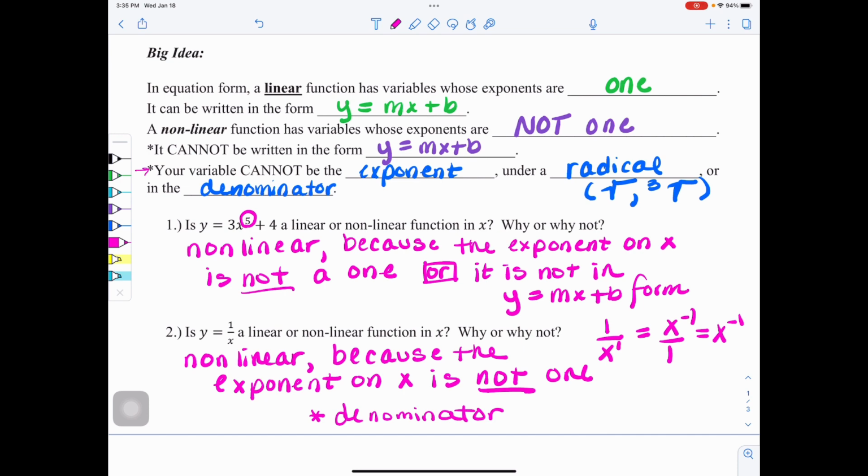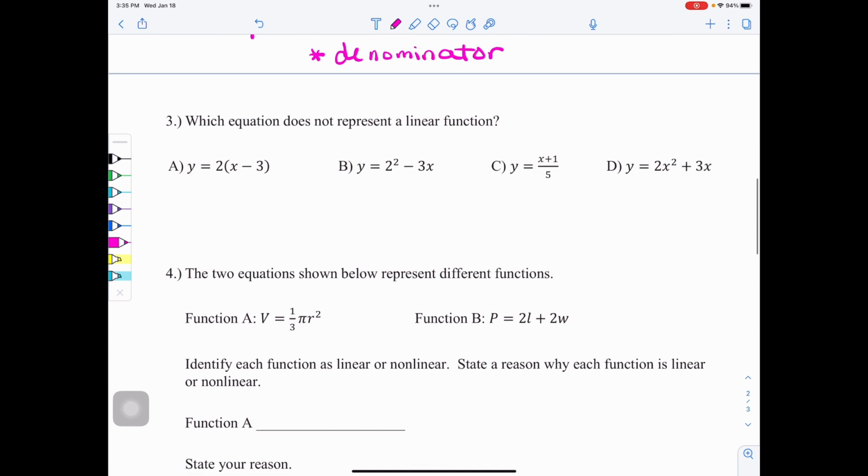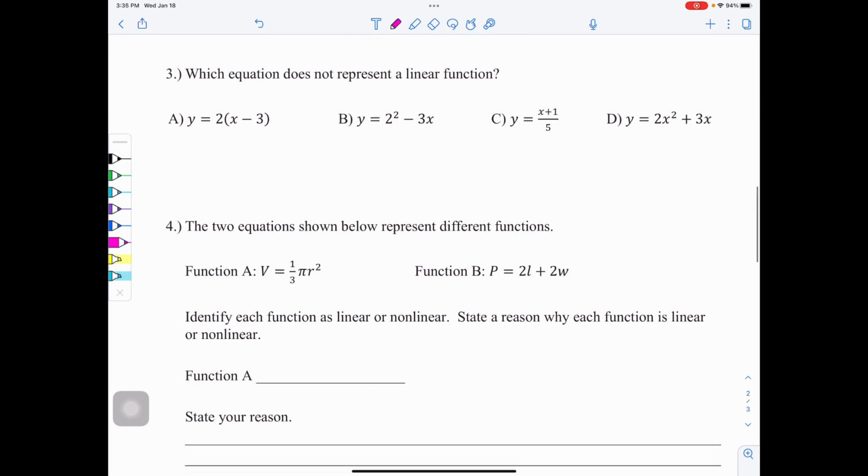So if we move on to the next example, example 3, which equation does not represent a linear function? So now we've got some choices. So let's take a look at our options and do a little simplifying if we need to figure this out. So in choice A, I do see distributive property. So I'm going to simplify this. And it becomes y equals 2 times x is 2x, 2 times negative 3 is negative 6. So looking at that, I see that it's y equals 2x minus 6.